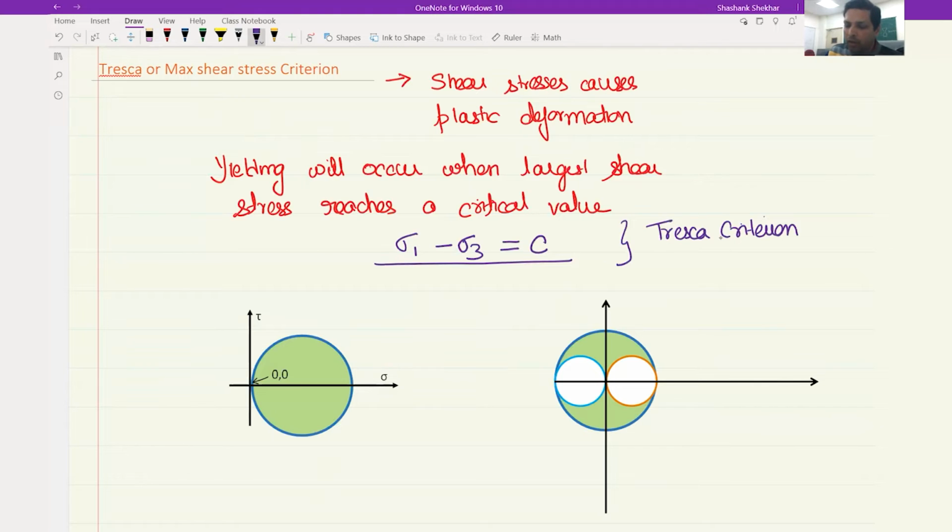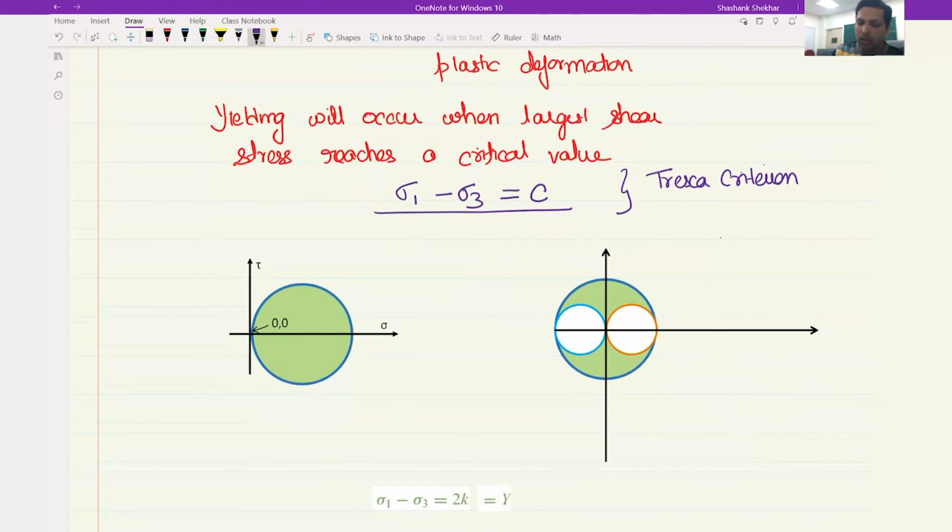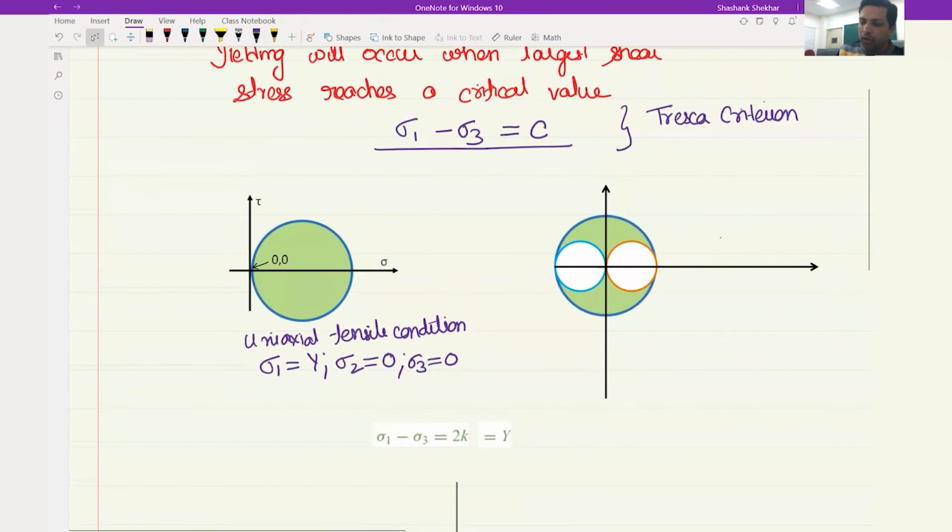Now here again, we have a constant C. Therefore, what we want is to find the value of C. One of the conditions that we can utilize is again the uniaxial tensile condition. And we know that under uniaxial tensile condition, sigma 1 is equal to y, sigma 2 is equal to 0, sigma 3 is equal to 0. Therefore, when you put it over here, we get y minus 0 equal to C. And therefore, the value of C is equal to y.